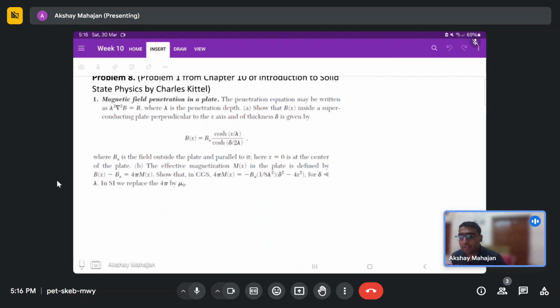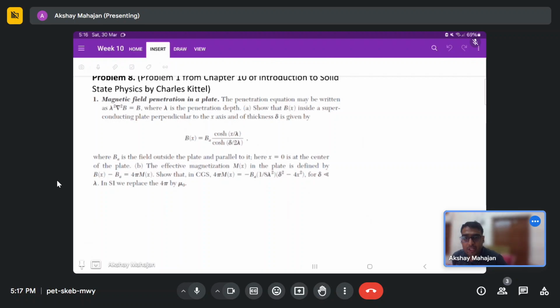Now we have to show that B as a function of x inside a superconducting plate perpendicular to the x-axis and of thickness delta is given by B(x) equals Ba times cosh(x by lambda) divided by cosh(delta by 2 lambda), where Ba is the field outside the plate and parallel to it, and here x equals 0 is at the center of the plate.